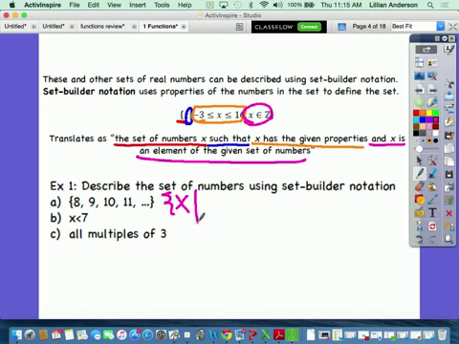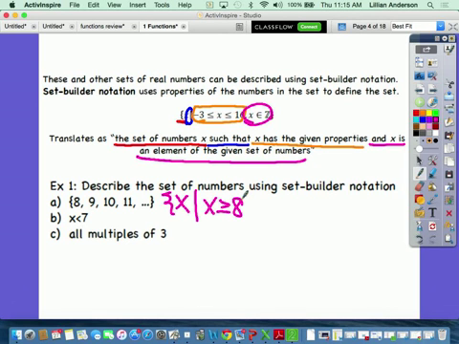But is 7.5 included? Very good. Everything greater than or equal to 8. So we would write that as x greater than or equal to 8. There's the given property. All the values that are greater than or equal to 8. That's 8, 9, 10, 11, 12, and so on and so forth.